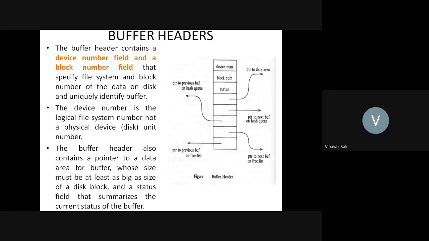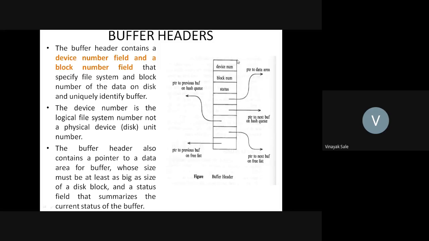So there is a free list, and there is a hash queue. Two pointers are for the free list, that is the next buffer and previous buffer on the free list, the last two. These middle two pointers are for the hash queue, the next buffer and previous buffer on the hash queue, and this first pointer is for the data area. So this is the figure for the buffer header.